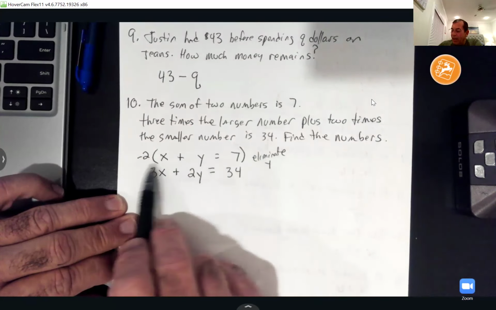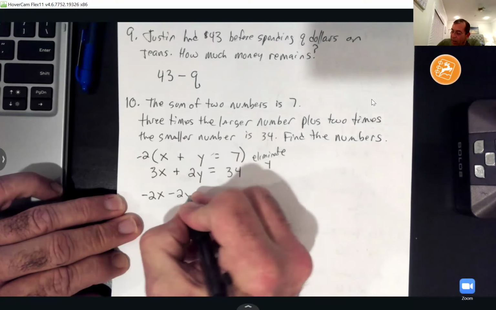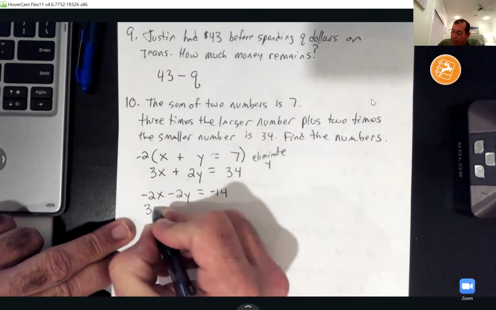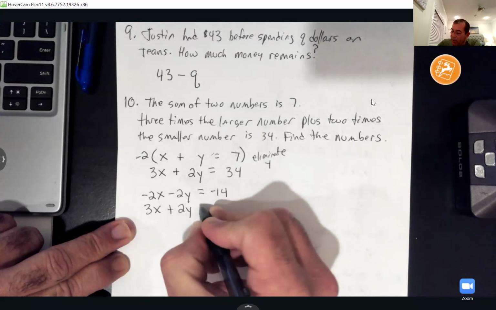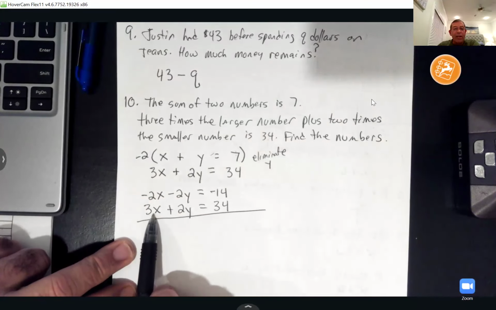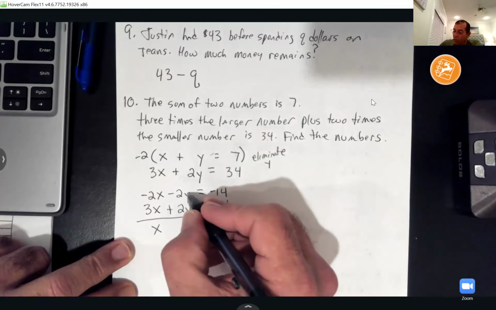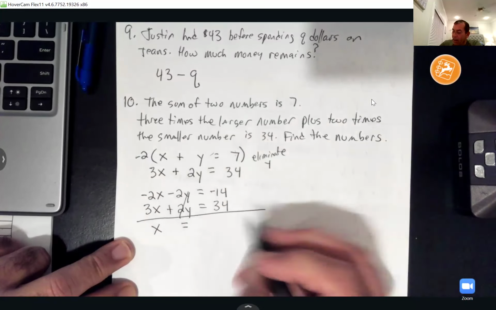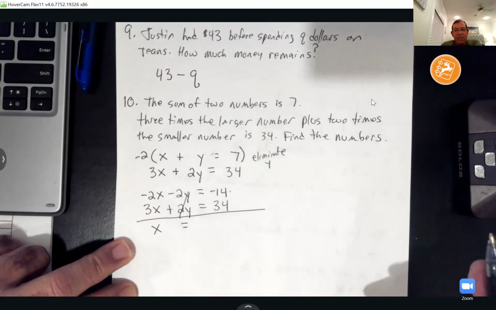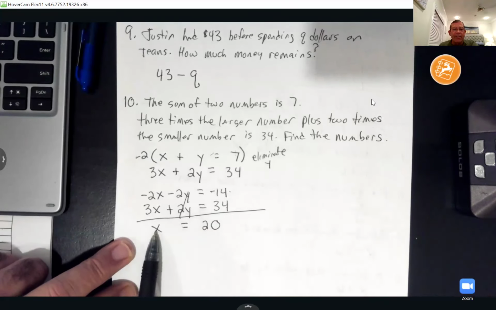So let's distribute the -2. We get -2x, -2y, and then that -7 gives me a -14. I'm not changing the second row. I'm leaving it the same. Now, y'all look what happens here. 3x and -2x, that's just going to leave us an x. The y's cancel. And then 34 and -14 give me what? A positive, what's that? A positive 20? But y'all look here. The x is done.